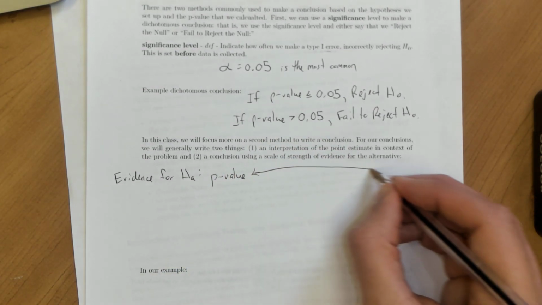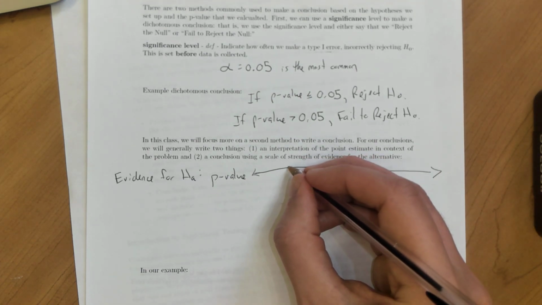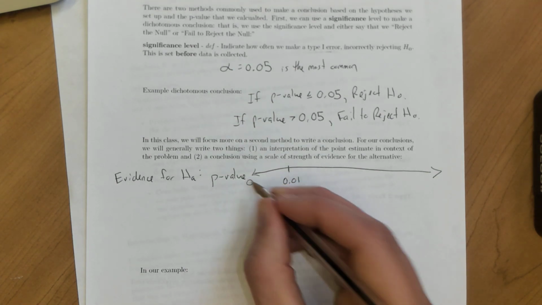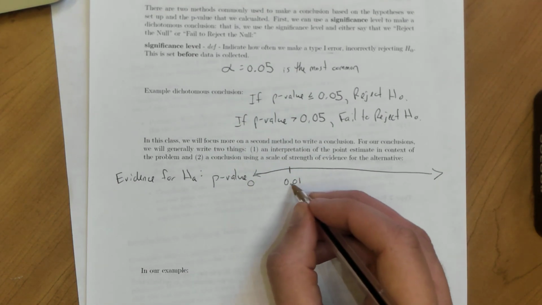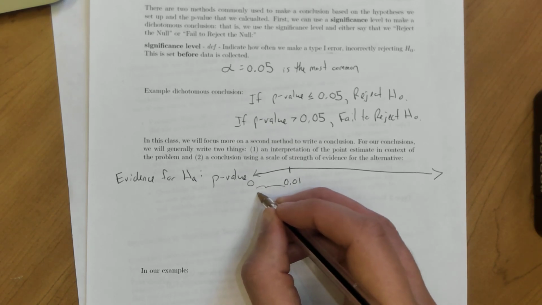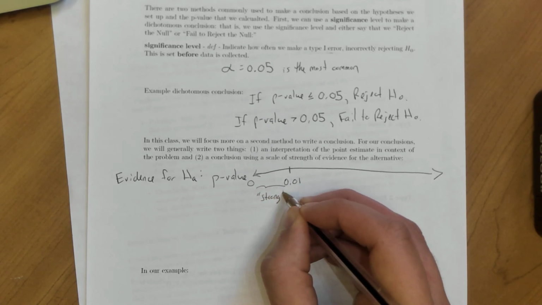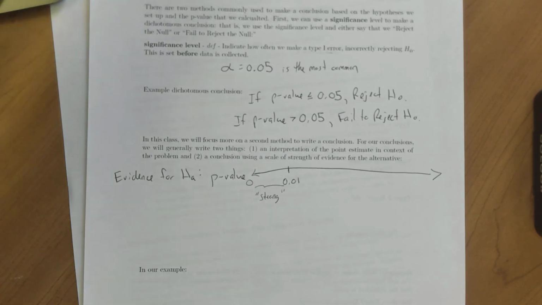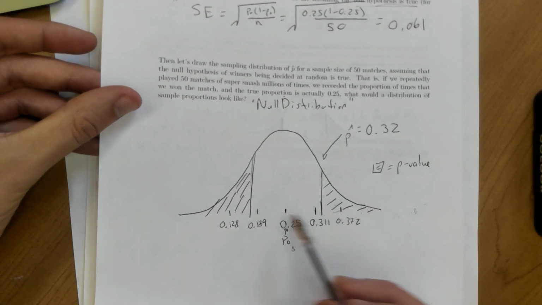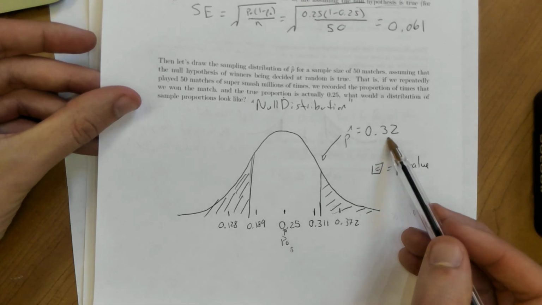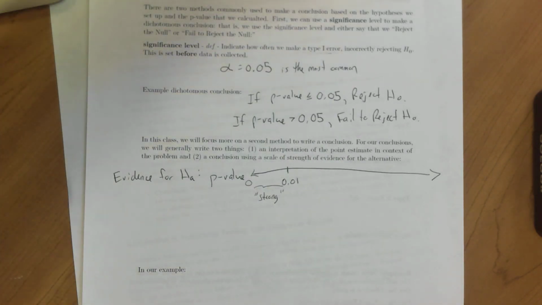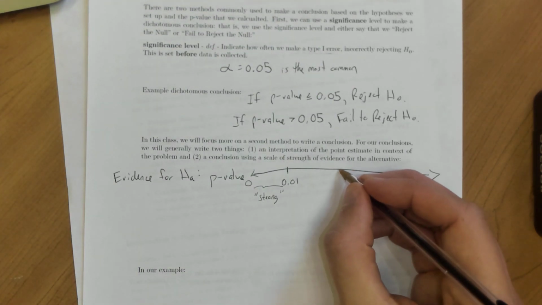So if our p-value is less than 0.01, so down here is like 0, so if it's some value less than 0.01, we're going to say that we have strong evidence for the alternative hypothesis. That would mean that the area in the graph at the bottom of page 5 is very small, so our observed proportion is really inconsistent with the null hypothesis, so we have strong evidence for the alternative.